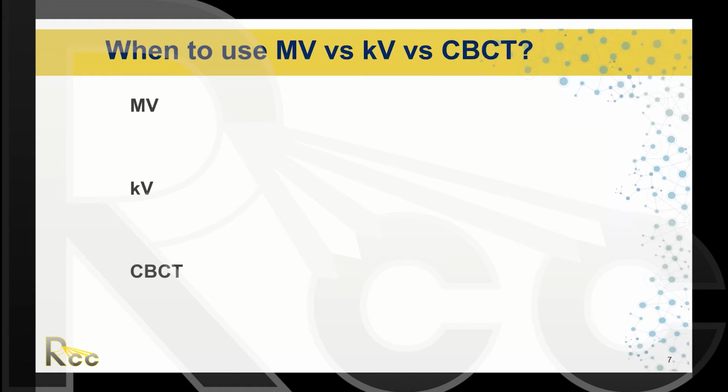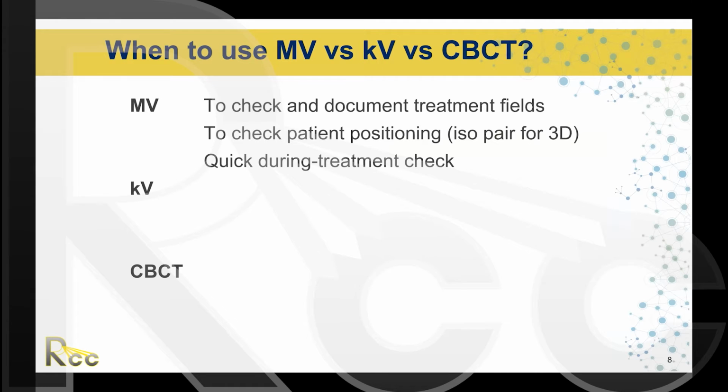Today we're going to cover when to use MV and kV versus CBCT, and the image matching for CBCT is really going to be covered at a later date. First off, MV images are used to verify treatment fields and for record keeping purposes. These images are not of diagnostic quality, but depending on the body region, MV images can be used to effectively assess the patient position. Generally, we use bony landmarks or fiducial markers as a surrogate for target position.